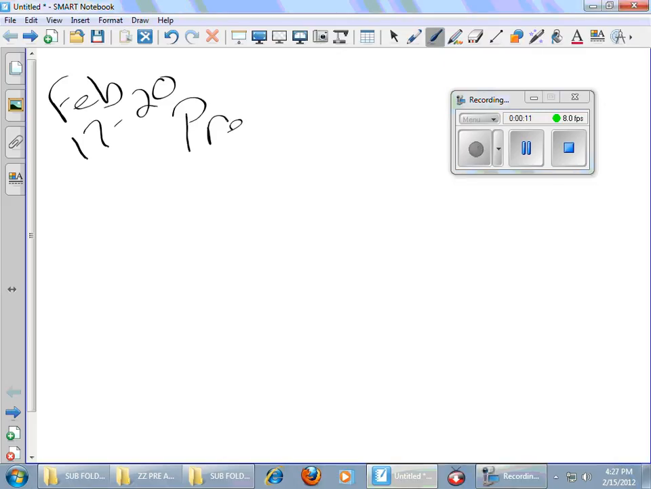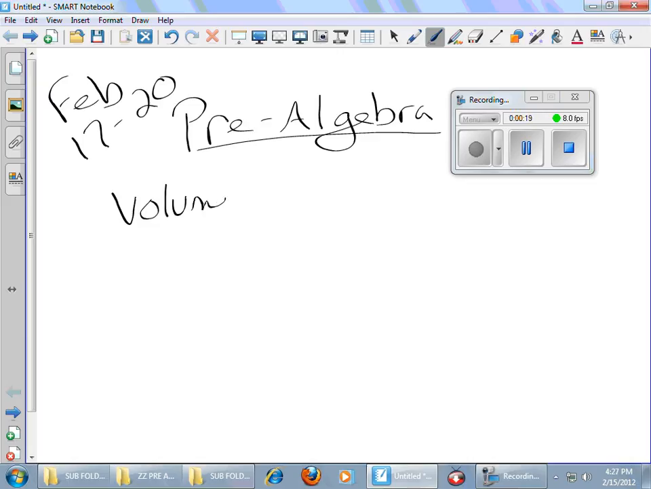This is my pre-algebra class, and today we are going to talk a little bit about volume. Volume. This is more 8th grade level mathematics. Volume. We were used to doing area. Today we are doing volume.